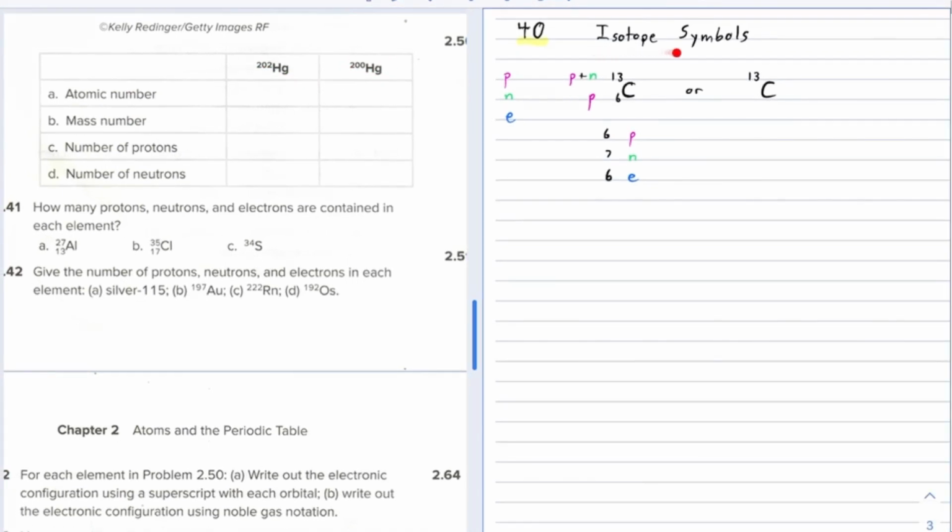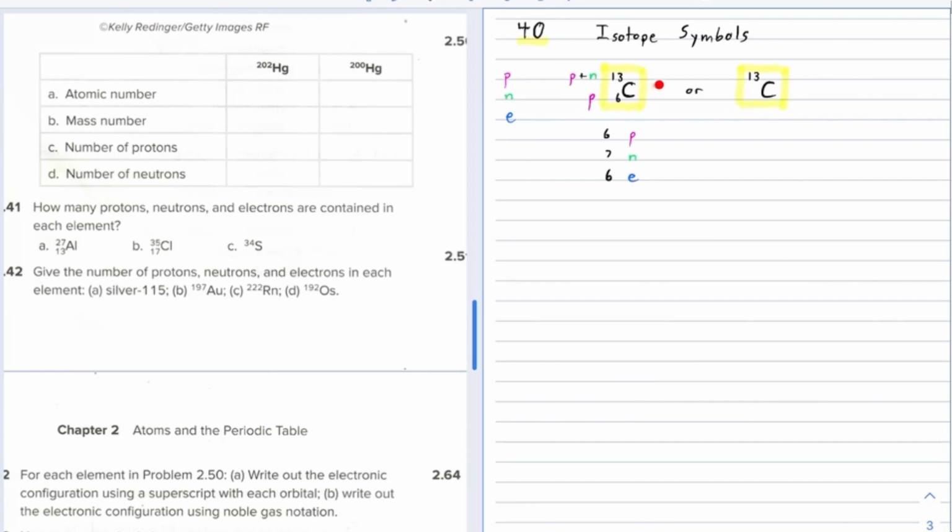Just a little background on isotope symbols if you need it. Isotope symbols can be used to identify how many protons, neutrons, and electrons are in a particular atom. And isotope symbols look kind of like this. I'll highlight this in yellow right here. So they look kind of like that or like that.